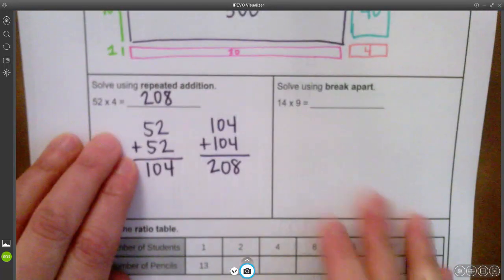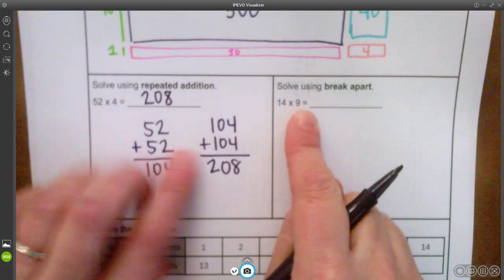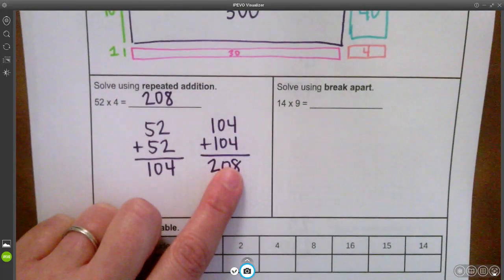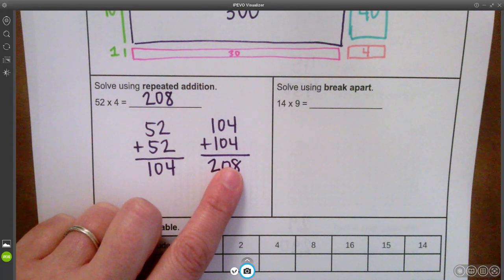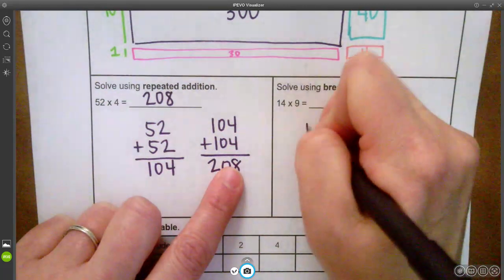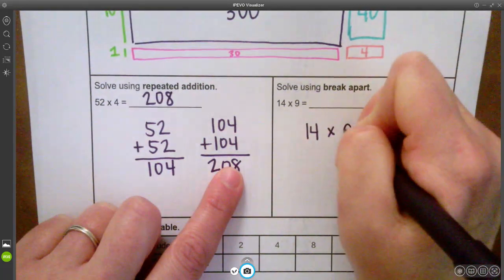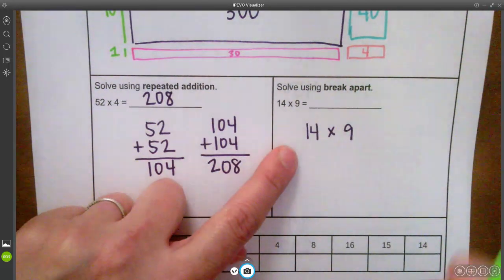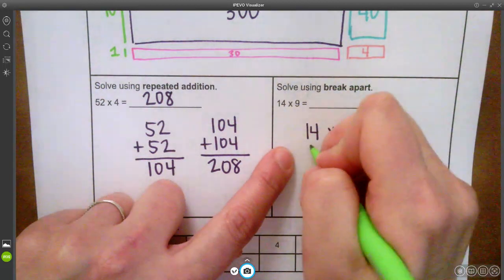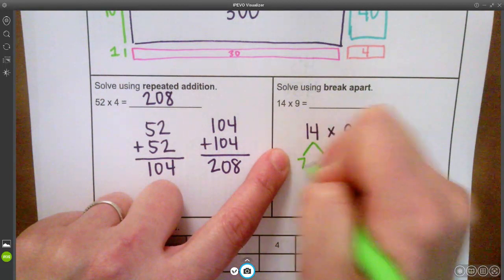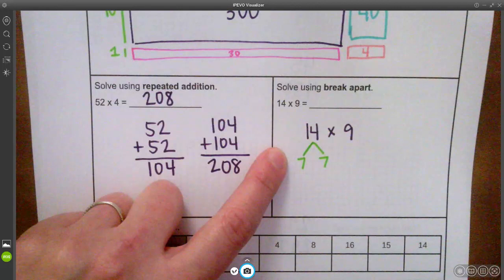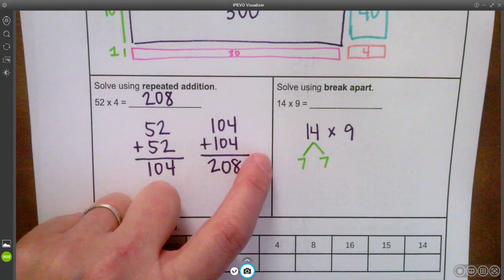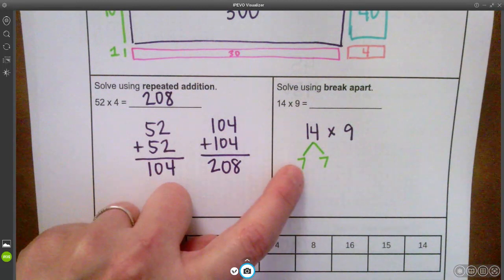All right, the break apart method. I think 9 is already an easy number to work with. It's on our multiplication monsters, right? So I think instead of breaking apart the 9, you should break apart the 14. Now, you could break apart the 14 into a 10 and a 4, but I've kind of been digging breaking it up like this. But either way, it will work, and you should get the same answer if you break it apart into a 10 and a 4 or a 7 and a 7.